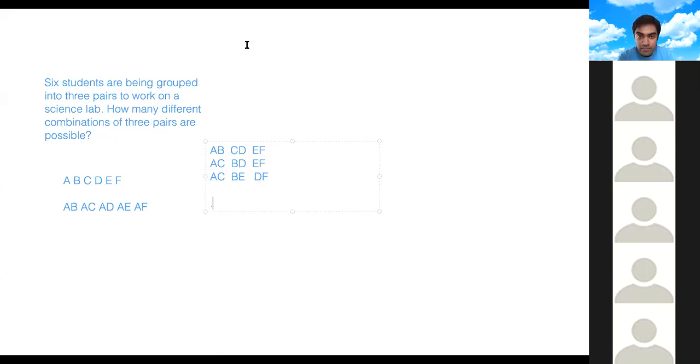So Ishan's way gives the right answer, but I think it might be coincidental in this case, because taking all possible of one pair doesn't necessarily mean that's covering all the possible pairings up of all the people. So let's look at this. I've written down some of them here. So any ideas of how we can count this?